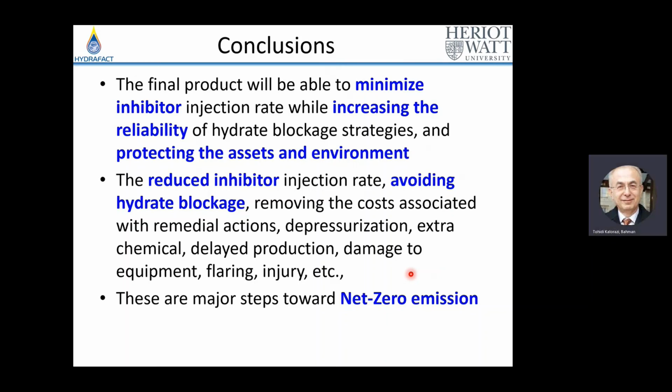The reduced injection rate, avoiding hydrate blockage, removes the costs associated with hydrate blockage: depressurization, extra chemicals, delayed production, damage to production equipment, flaring, injury. They all can be helped. And these are major steps towards zero emission.